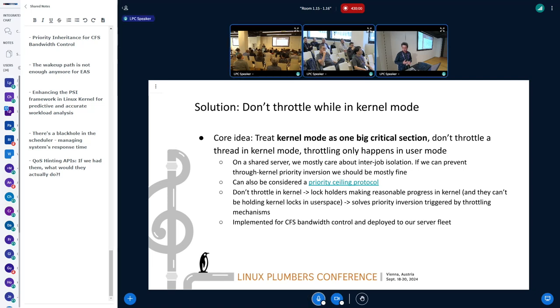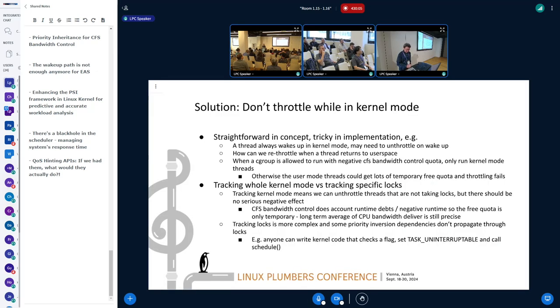We have implemented this and rolled it out to our fleet. This problem is simple in concept, but tricky in implementation. One of the problems is that cgroup is recursive. So if we want to unthrottle a thread, we actually have to unthrottle the cgroup as well. We go through the cgroup hierarchy and do the unthrottle and the re-throttle.